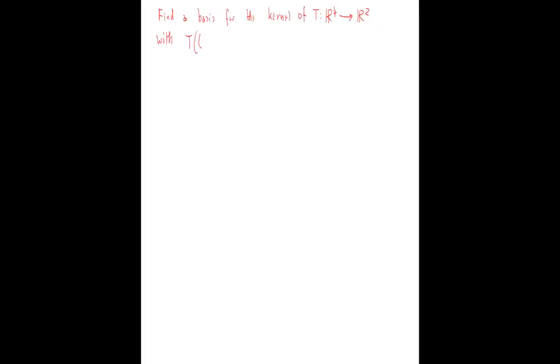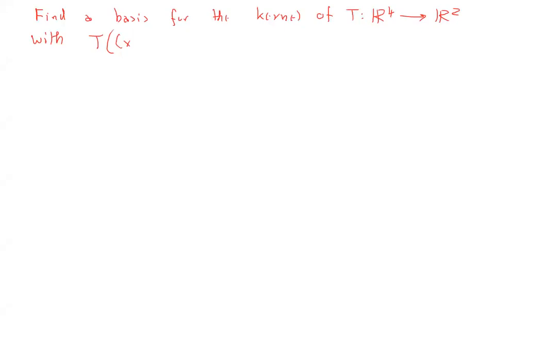Please try the following example. So find a basis for the kernel of T from R4 to R2 with T of X, Y, Z, W is equal to X plus W, comma, Y minus W.